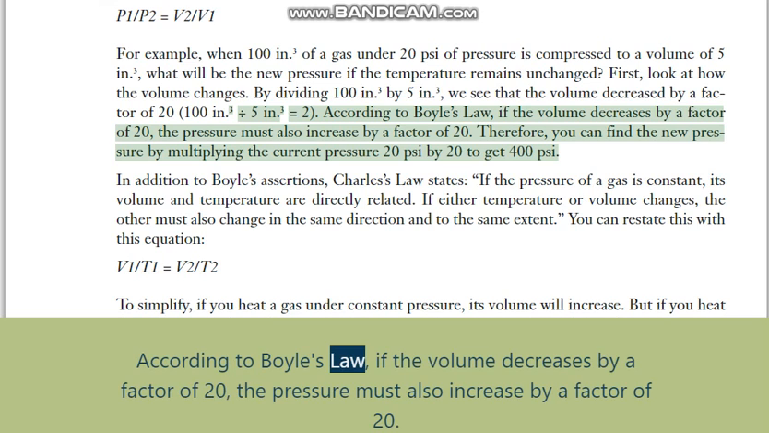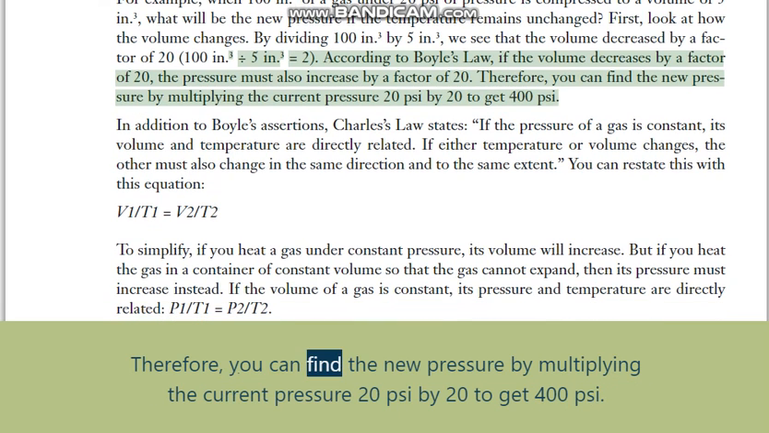According to Boyle's law, if the volume decreases by a factor of 20, the pressure must also increase by a factor of 20. Therefore, you can find the new pressure by multiplying the current pressure, 20 psi, by 20 to get 400 psi.